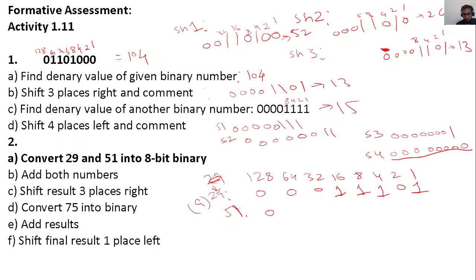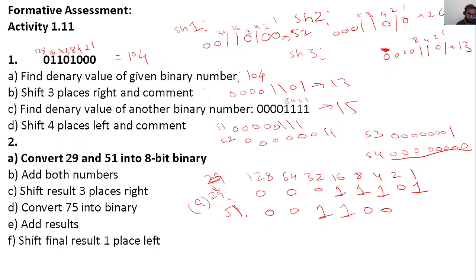128, of course, is greater, and 32 is the closest smaller power of 2 than 51, so we will put 1 with it. 32 plus 16 is 48, which is also smaller than 51. 48 plus 8 is 56, which is greater, so we will put 0 here. 48 plus 4 is 52, which is also greater.